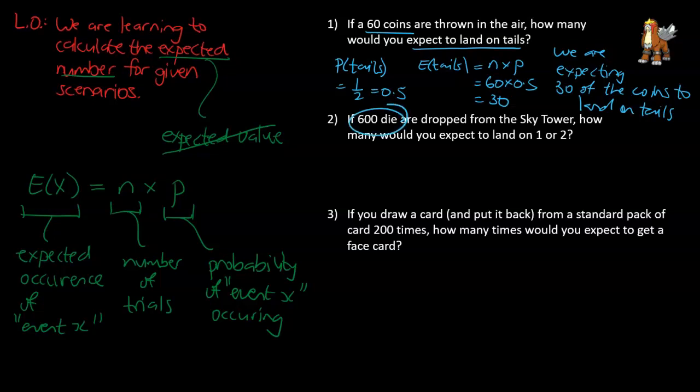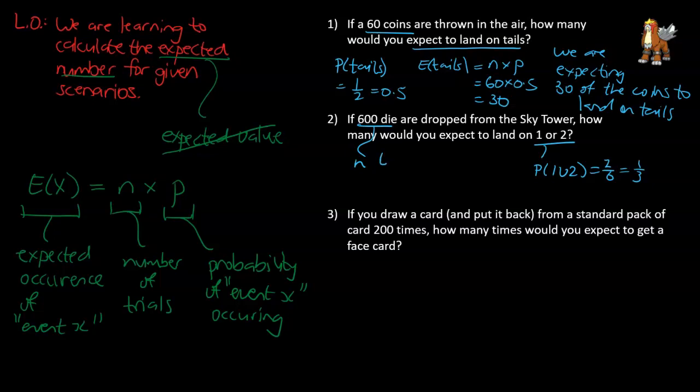This time around, we've got 600 dice. So that's nice. Each dice would represent a trial. So that's our N value there. If we drop them from the Sky Tower, I'm not sure why we would do that, but there we go. How many would you expect? That's my cue to use expected number to land on 1 or 2. So probability of 1 or 2, that's going to be nice and easy. That's going to be 2 out of 6, which is 1/3.